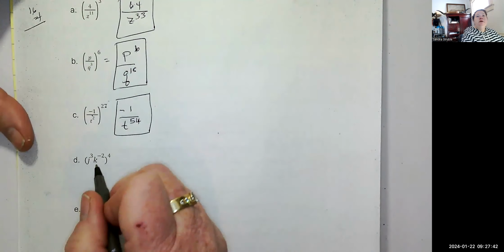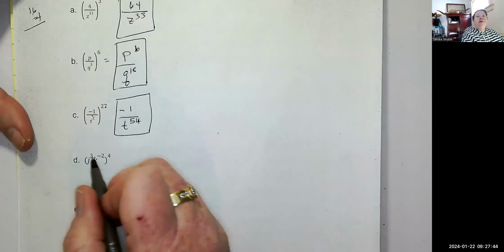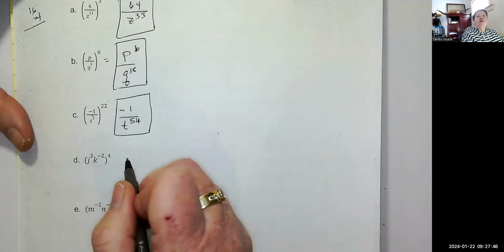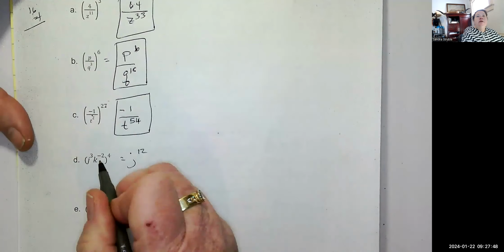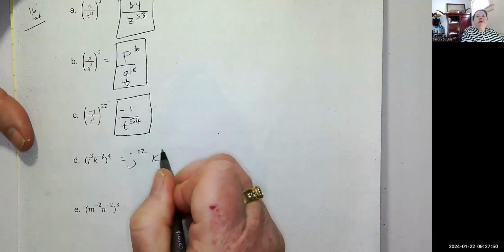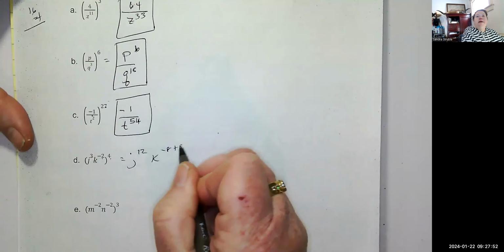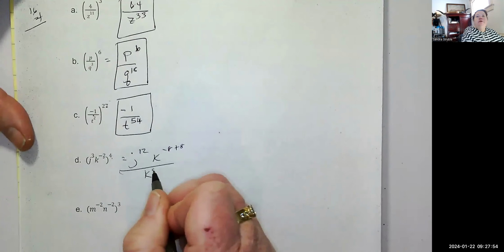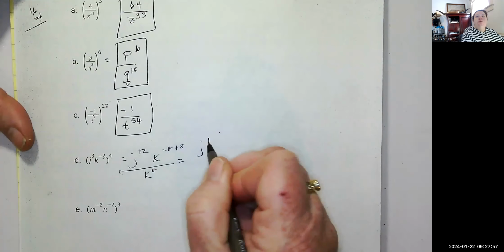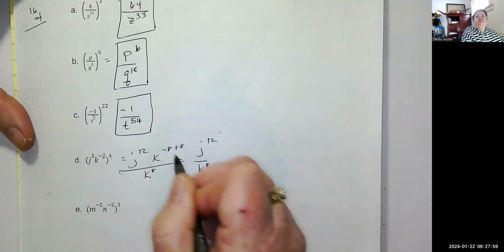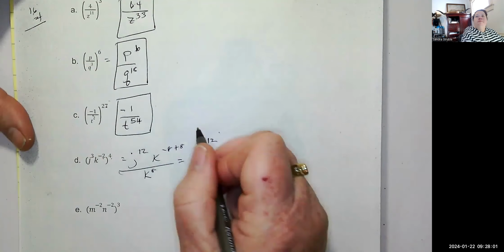J cubed, K to the negative 2, all that raised to the 4th. So 3 times 4 is 12. Negative 2 times 4 is negative 8. So we're going to add 8 to the numerator and the denominator. And we get J to the 12th over K to the 8th. This becomes 0, K to the 0 is 1.